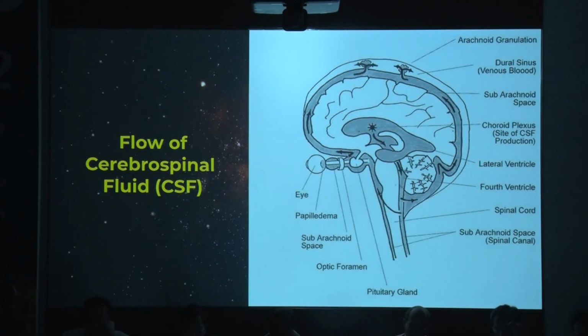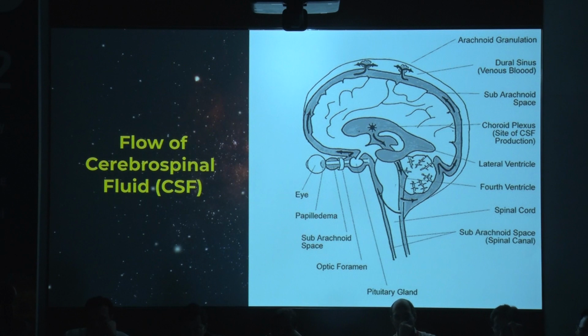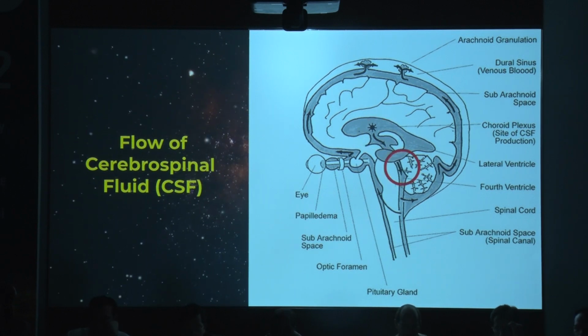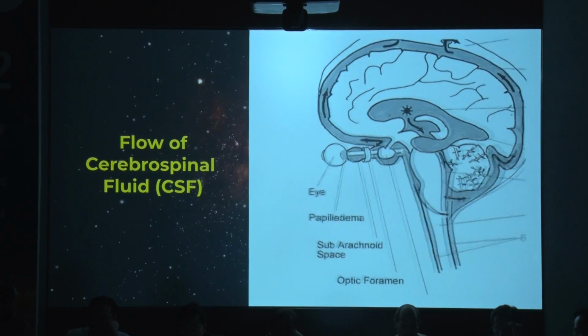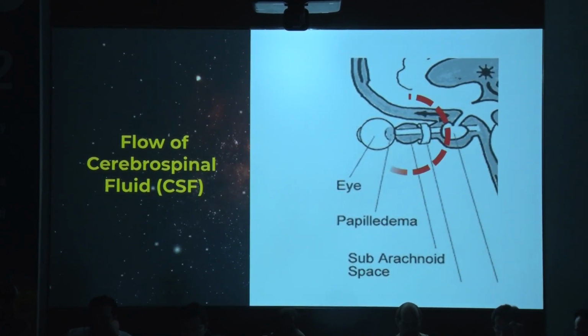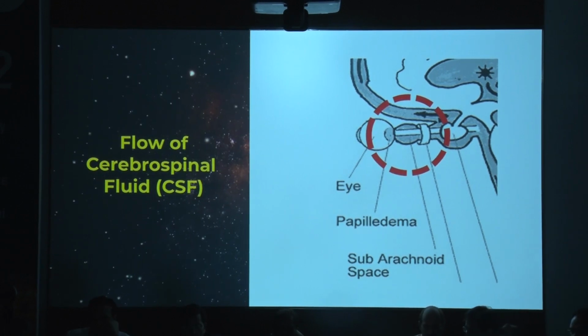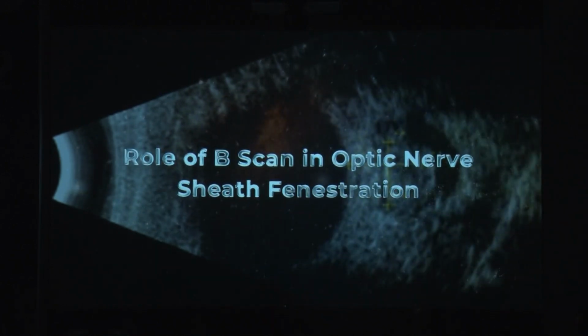Now, why are we talking about the B scan? Let's understand the flow of the CSF. Once formed, it enters the third ventricle, the fourth ventricle, and finally the subarachnoid space as is shown. And note that this space is right around the optic nerve head, just behind the globe, and it is this that we pick up. Now let me highlight the role of B-scan in ONSF.